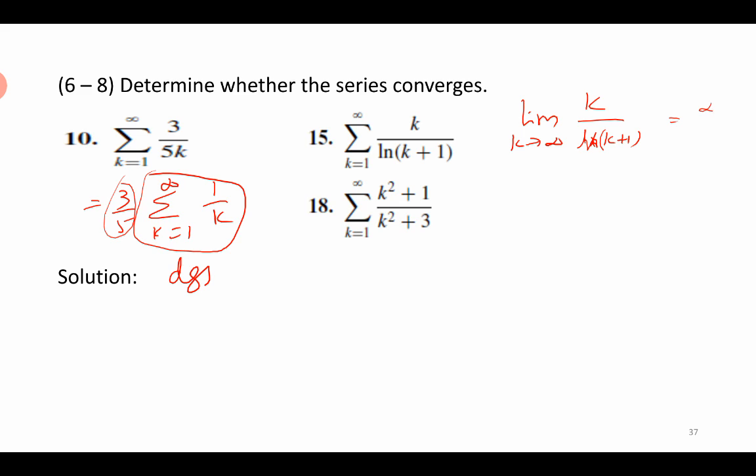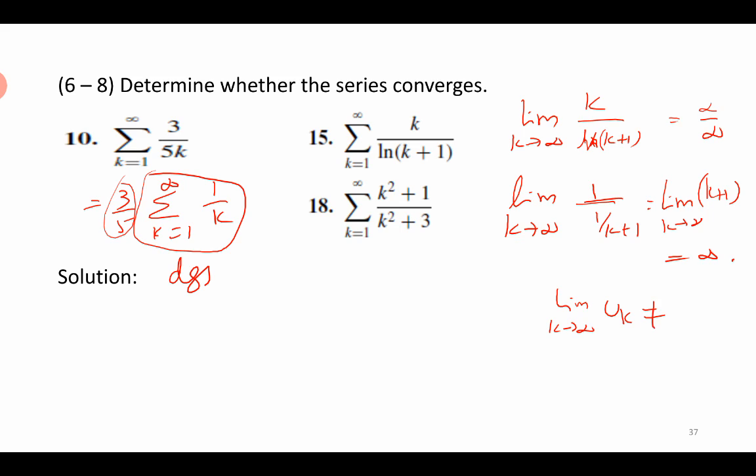Infinity over infinity, so it is an indeterminate form. Differentiate it. Limit as k goes to infinity of 1 over (k plus 1), which will be the limit of k plus 1 as k goes to infinity, which is infinity. Therefore this is non-zero. When the limit of the kth term is non-zero, it diverges. The series diverges by the divergence theorem, the first theorem, right?